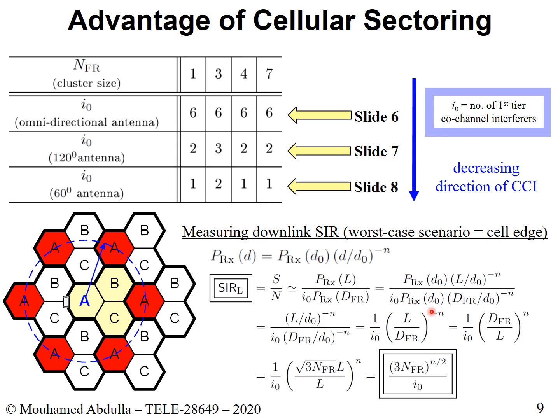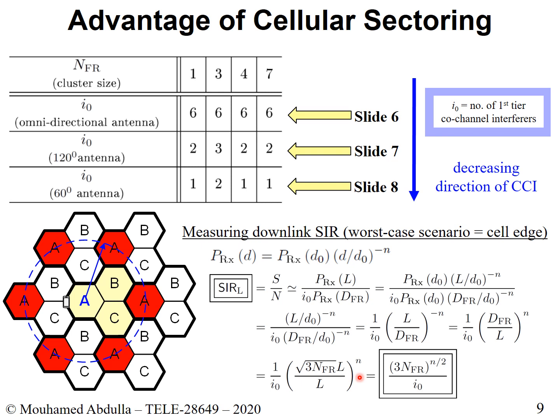We cancel this and this. We could cancel the D naughts. We could then flip it. So essentially we could have DFR on top, L in the bottom to the power of N, and we have I in the bottom. And if you recall, we saw before that this value here is in fact equal to the square root of 3N FR times L. So instead of this, I could simply rewrite it as such.